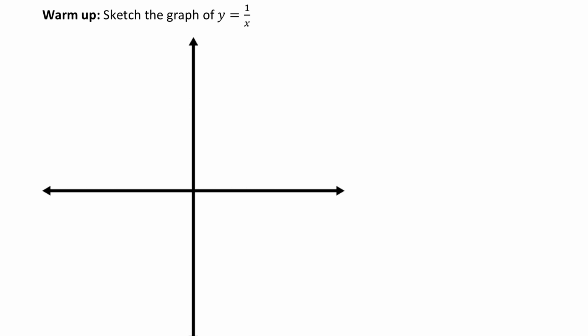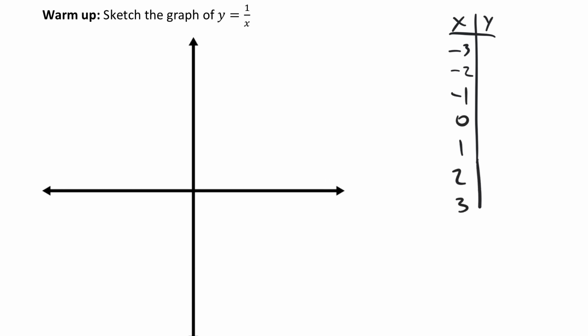This was hopefully done for you last year. And if you want, we can make a quick table of values here. So we'll go like this, x and y: negative 3, negative 2, negative 1, 0, 1, 2, and 3. Now we do the reciprocal. So the reciprocal of negative 3 is negative a third, negative a half, negative 1. Well, we can't take the reciprocal of 0 because it would be 1 over 0, which is undefined. Can't divide by 0. Reciprocal of 1 is 1, 1 half, and 1 third.